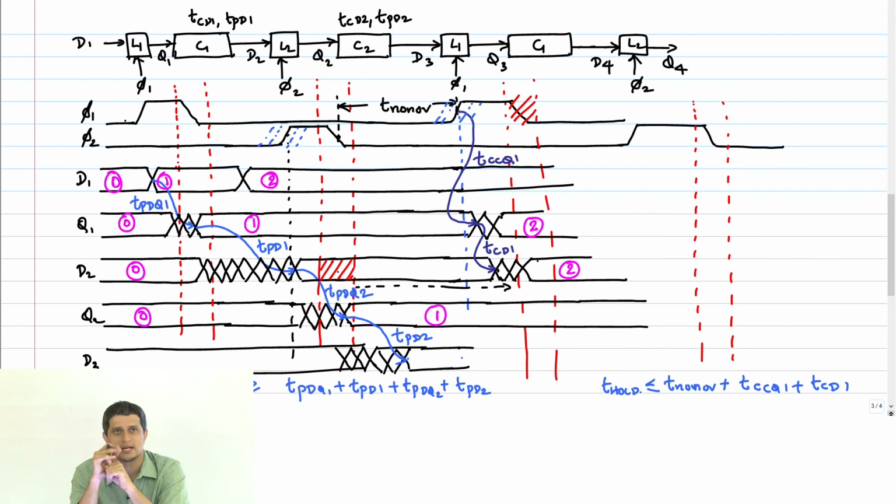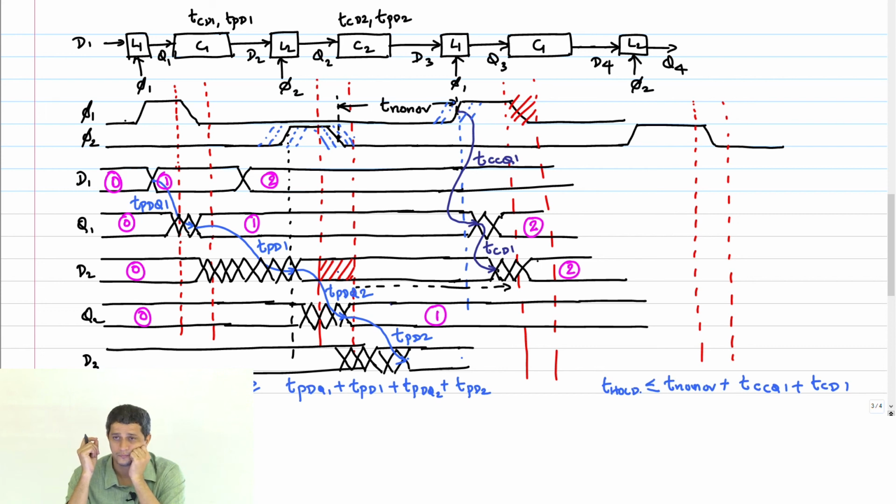I'll answer that in the next class. We are out of time. But in general, it is skew tolerant. What happens to the min delay? Will it be affected by skew or not? So what is it that I have to look at? I have to now look at this edge, right? Does it affect it or not?